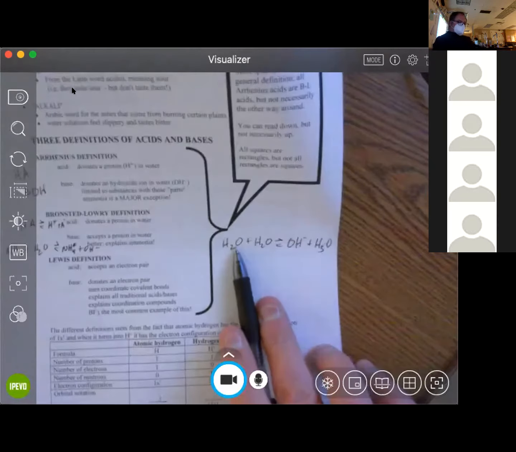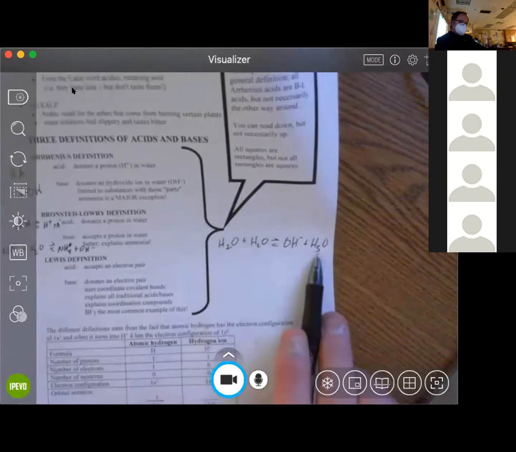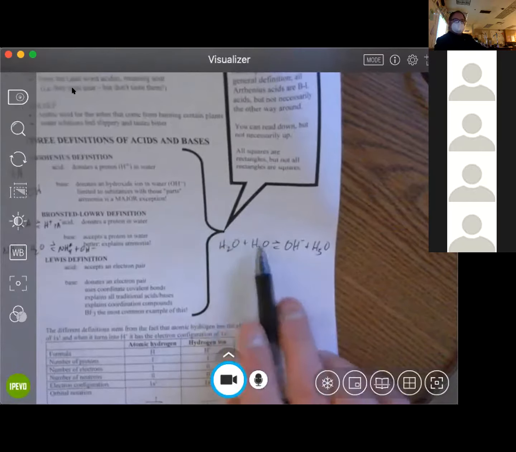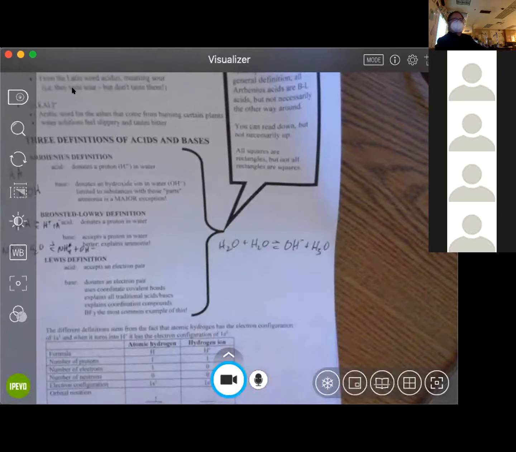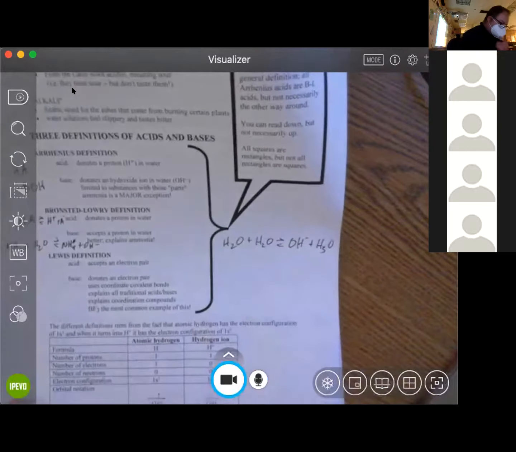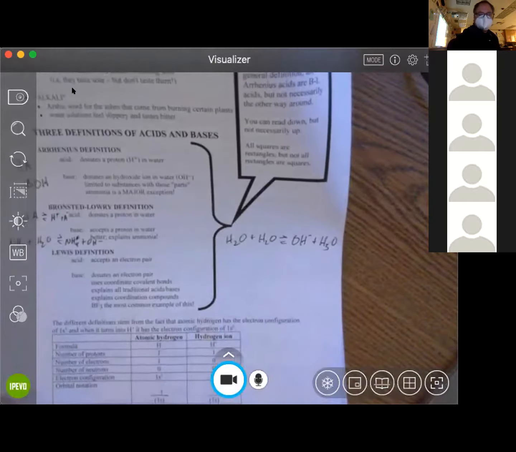So this water right here was a proton donor, making it an acid, and this water right here was a proton acceptor, making it a base. A substance that can do that is known as an amphoteric substance.